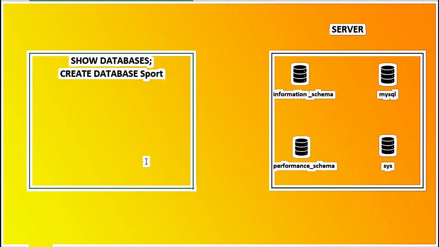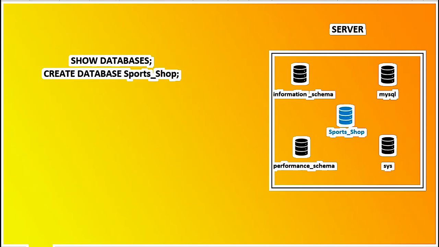Here I'm selecting sports underscore shop with a semicolon at the end. And here you can see once I select this create database command with the name sports shop and hit on execute, we have sports shop database created on top of our 4 existing databases.